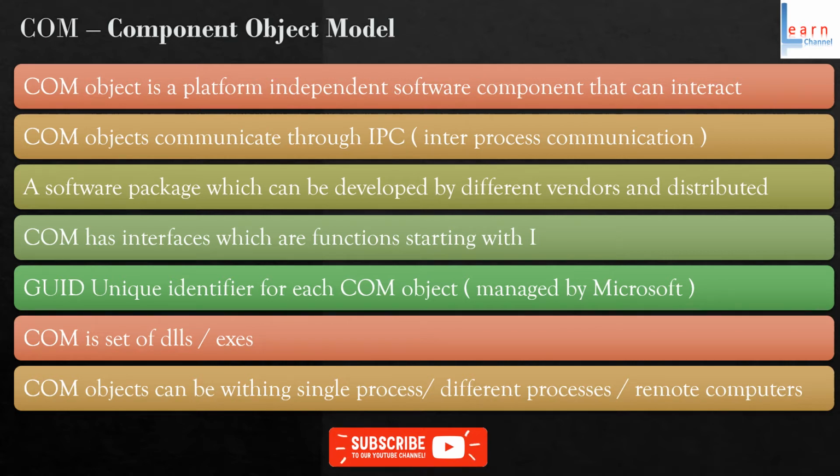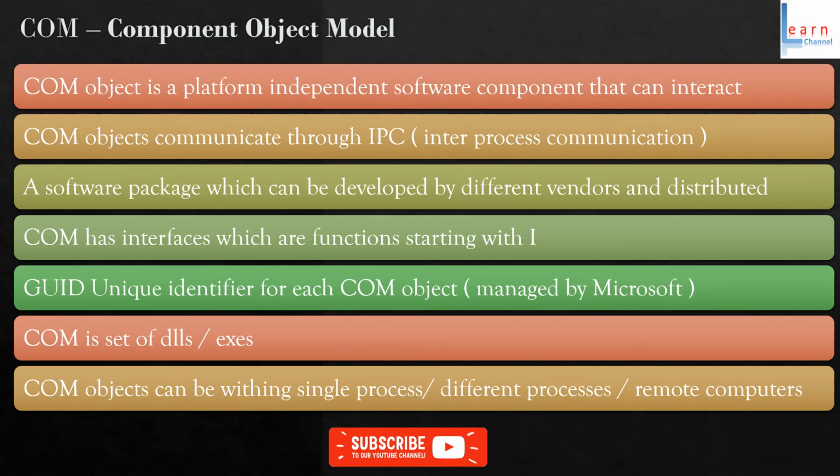And a COM object has interfaces which are functions starting with I. So we learned before we have C++ public interfaces, and these are denoted by starting with I in the case of a COM object when you're building one. And a COM object has a unique identifier. This is managed by Microsoft or generated by the system. A COM object can be a set of DLLs or exe files, and as I told, it is basically packaging a whole software and making it redistributable. That is what a COM object is.